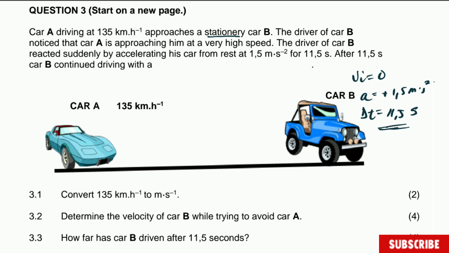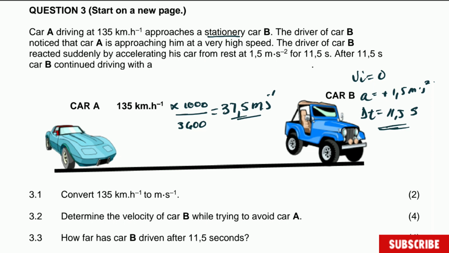Now, question 3.1: convert 135 km per hour to meters per second. How do we do this? Quite simple. You multiply by 1,000 and you divide by 3,600. That's all we have to do. And you will get that the answer is 37.5 meters per second. That was the first question there, and it's quite simple.